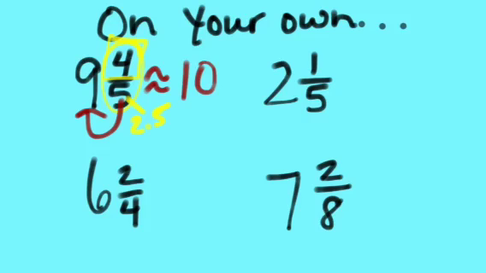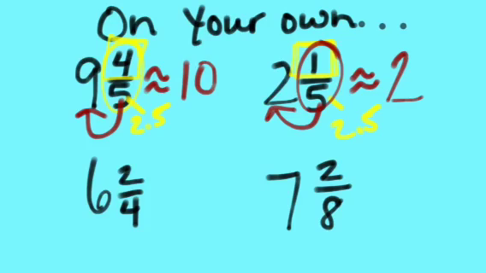2 1/5. We just said half of 5 is 2.5. Looking at my numerator, is that more than half? Ooh, it is not. So my fractional piece is not more than half. So what does that mean for my 2? It means it's going to stay the same.